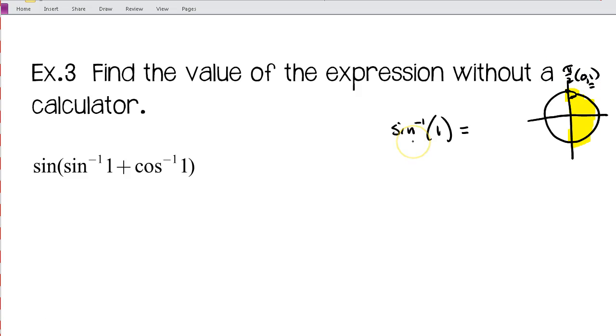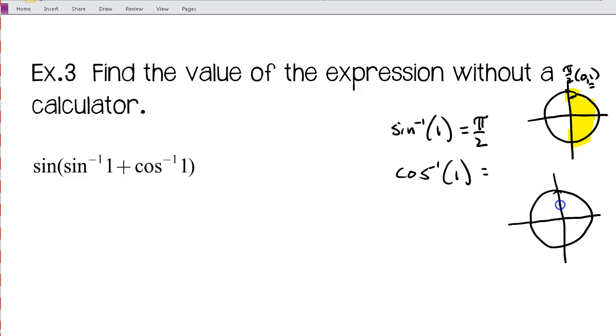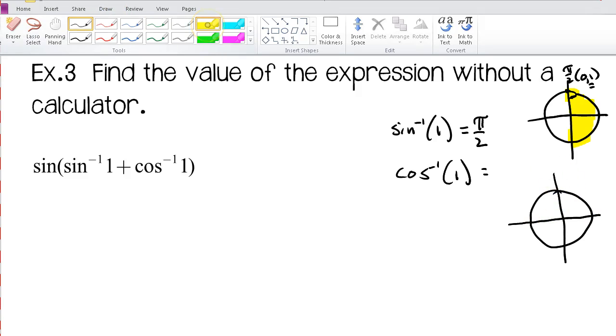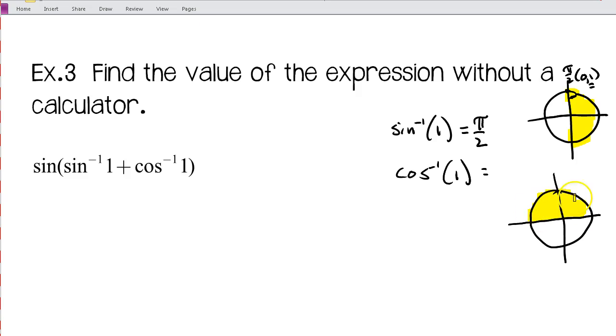So I know sine inverse of 1 is pi over 2. And I also want to find the cosine inverse of 1. So now we have a different part of the circle because this is cosine inverse. If you recall, with cosine inverse we've got the top part of the circle. So now we're looking up here and we want to find where the x coordinate is 1. That's going to be over here, at (1, 0). So that's going to be 0.